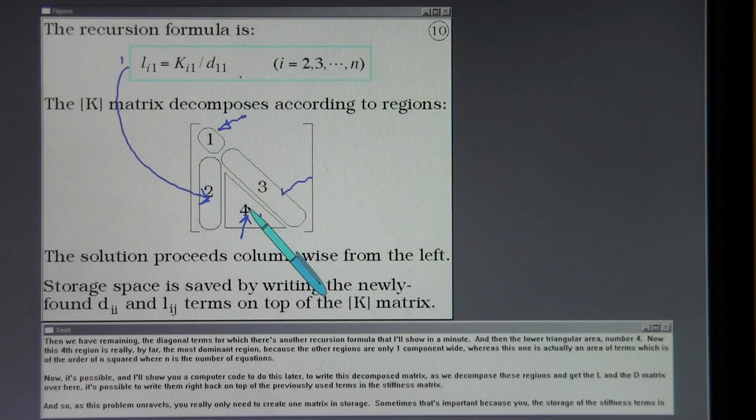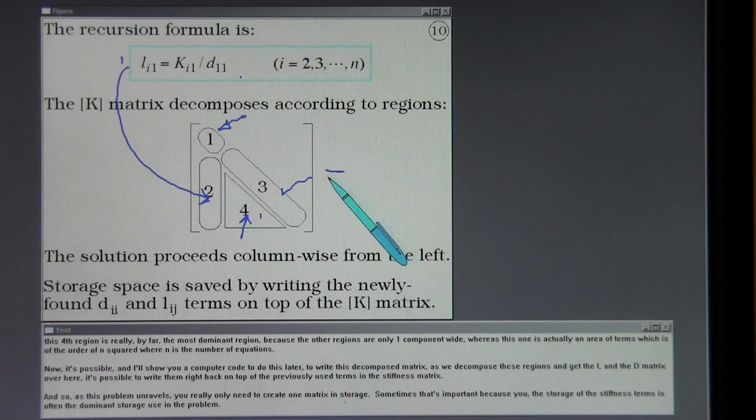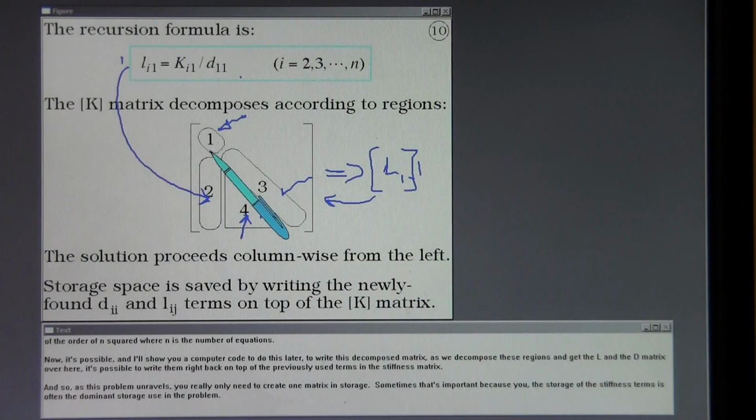Now, it's possible, and I'll show you a computer code to do this later, to write this decomposed matrix as we decompose these regions and get the L and the D matrix over here. It's possible to write them right back on top of the previously used terms in the stiffness matrix. And so as this problem unravels, you really only need to create one matrix in storage. Sometimes that's important because the storage of the stiffness terms is often the dominant storage use in the problem.